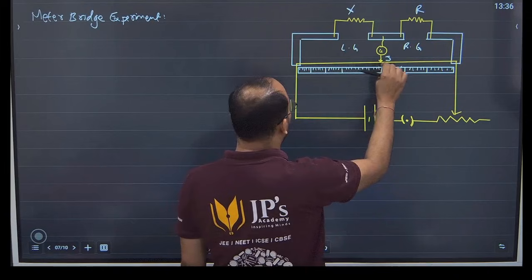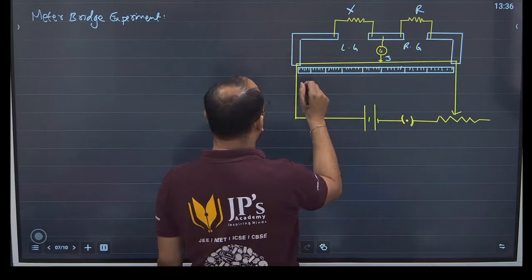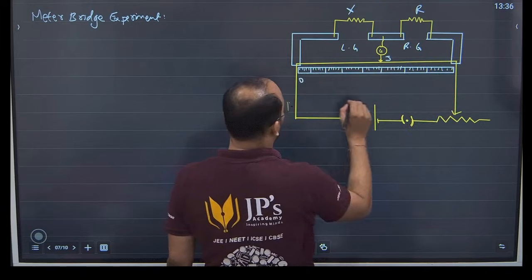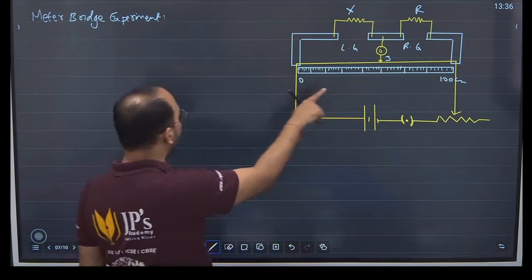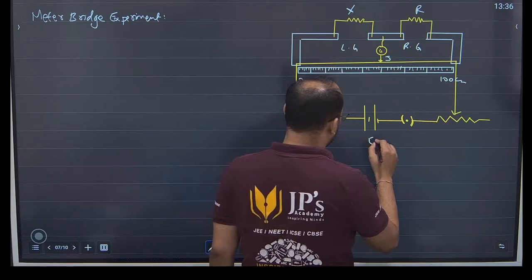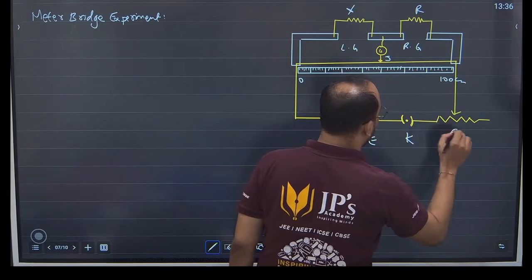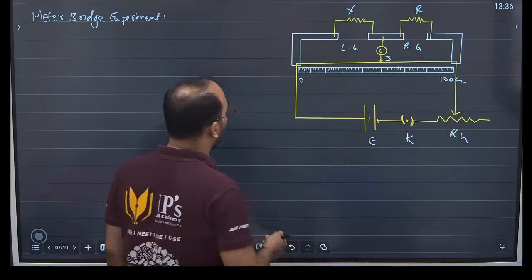Jockey is a sliding contact; you can touch the jockey on this wire. This is the meter bridge wire, and the length of this wire is 100 centimeters. So this is a 100 centimeter scale, and that's why the name meter bridge, because the length is 1 meter. The battery is called E, this is the key, and this is your rheostat. The job of the rheostat is to control current, and the battery and keys are there to switch on the circuit.